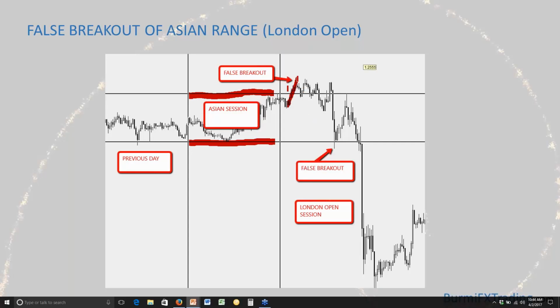If price breaks out of Asian session and then pulls back in, most likely it's going to go to the other side of the Asian range. So we have the Asian range during London open session, price breaks out and then comes back in. We are expecting the price to go to the other side of the Asian range. And we see the same price behavior on this side here. I just call it false breakout. Price breaks out of the Asian range, comes back in, and we are expecting the price to go to the other side.